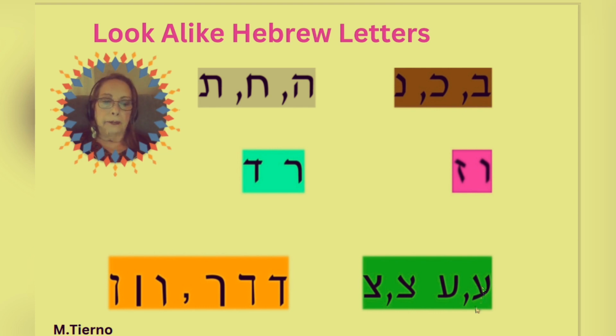This is Ayin. Ayin, Ayin. Now, they do look similar, okay, but the difference is that this right side is curved in more, okay, than this one.